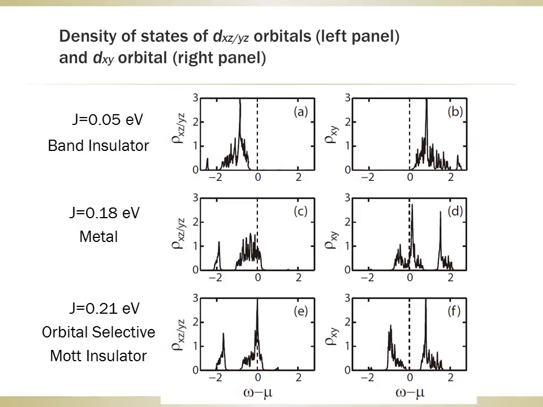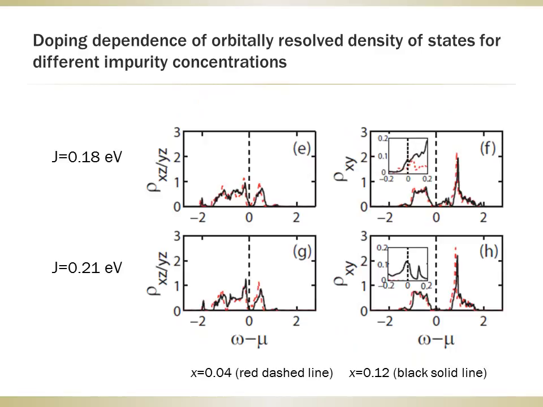Once J exceeds the critical value, the Mott transition happens in the XY orbital, while the XZ-YZ orbital remains metallic, leading to the orbital-selective Mott transition. In this paper, we focused on the cooperative effect of Hubbard coupling and impurity-induced disorder. The strong suppression on the density of state around Fermi level in the XZ-YZ orbital is observed, which is an evidence for the Anderson localization.